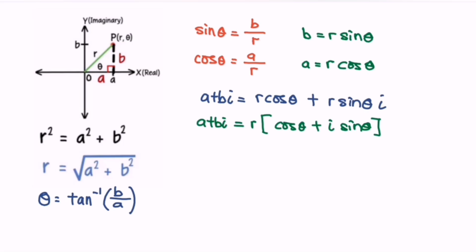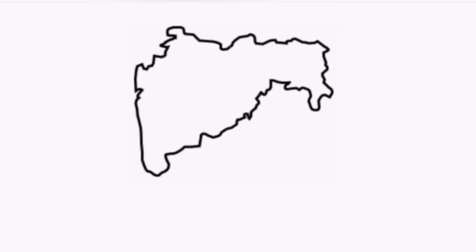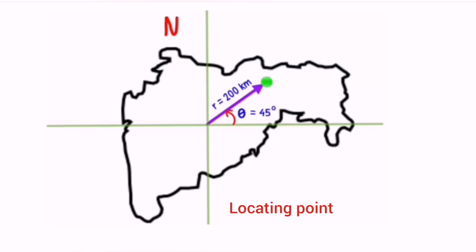If we are given the coordinates A and B, then we can get R and theta. If we are given R and theta, we can get the value for the real part A and the imaginary part B. Why do we need the polar form? We all use this concept in locating a point. We specify direction along with the distance from the center point. For instance, while marking a place on the map, we say that a particular city is 200 km northeast. So R is equal to 200 and theta will be equal to 45 degrees. This is one of the usages for polar form.